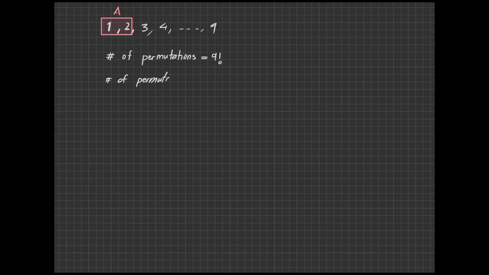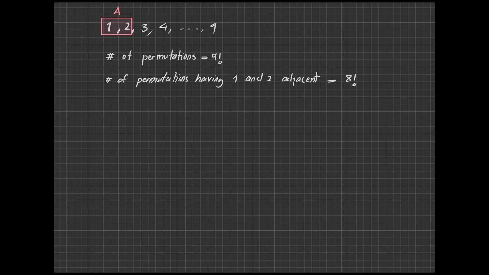Permutations having 1 and 2 adjacent. Yes, if I ask you how many of them are there, you should be able to answer. How many of them are there? 8 factorial, yes? So 8 factorial, but 8 factorial is not complete.